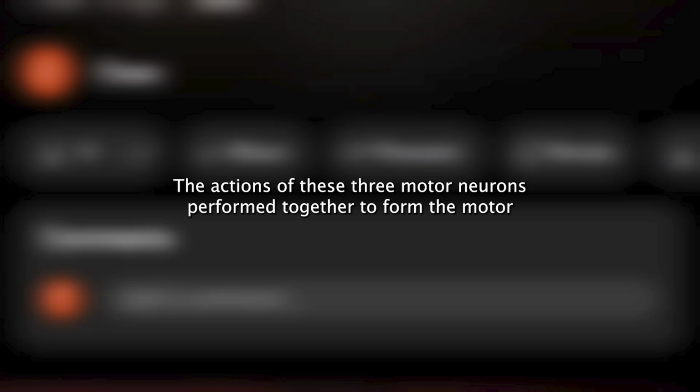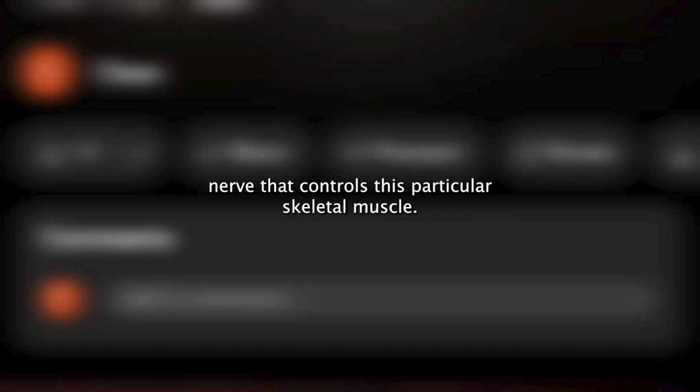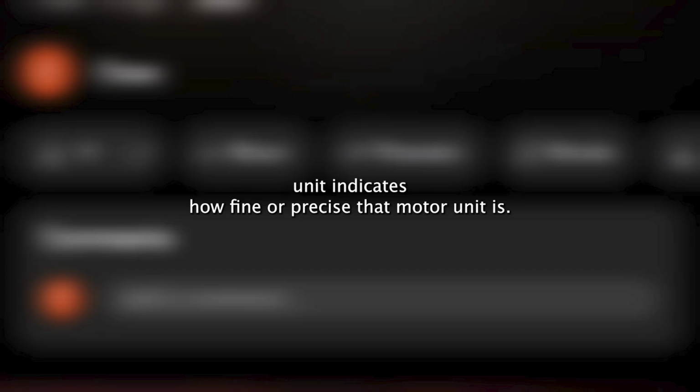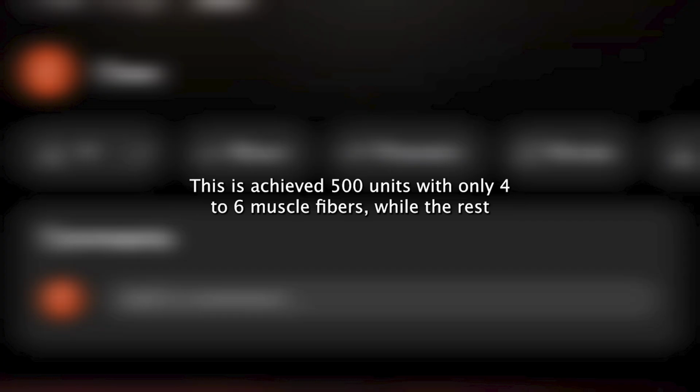The axons of these three motor neurons are bundled together to form the motor nerve that controls this particular skeletal muscle. The number of fibers in a particular motor unit indicates how fine or precise that motor unit is. The precise control of eye movements is achieved by motor units with only 4 to 6 muscle fibers, while the more gross or larger movements of our limbs may be controlled by motor units with 1 to 2,000 fibers.